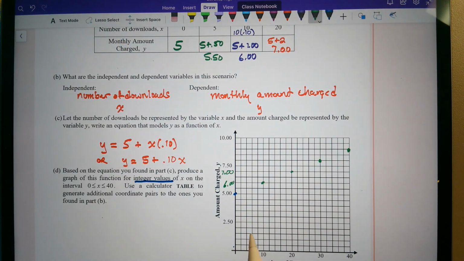And we do not connect these because we want integer values. If we were to connect, that would include like half a download or a quarter of a download, but it said only integer values.